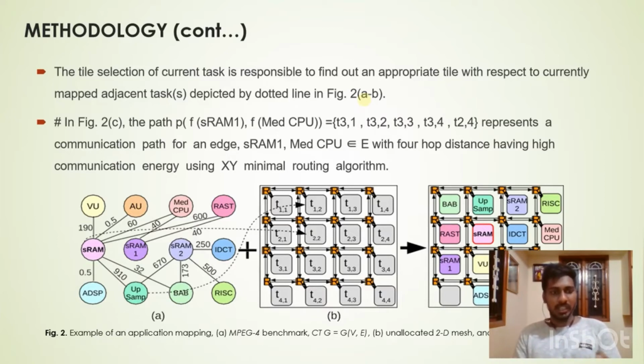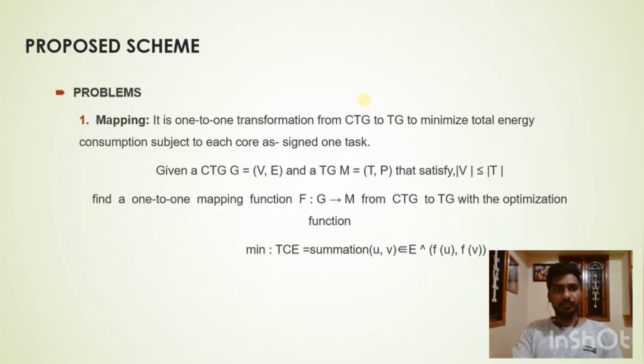Why does SRAM take a place there? Because SRAM has the highest sampling rate to the upsum. So SRAM is given the highest priority. Highest priority means the time or energy taken to reach it is high, so it becomes the highest priority to have a short hop distance. The hopping distance between these three is very high. These four have very high communication energy using a normal XY minimal routing algorithm.